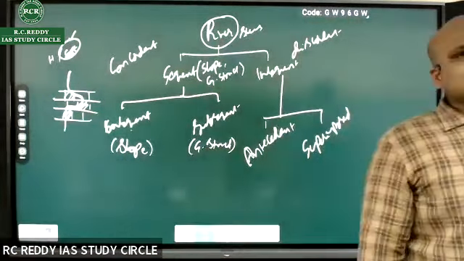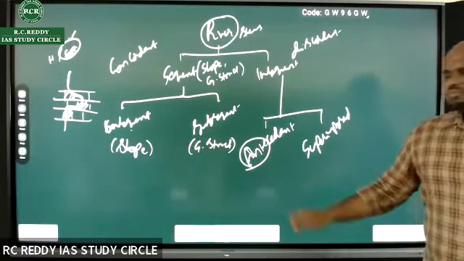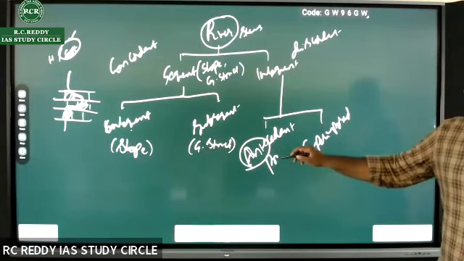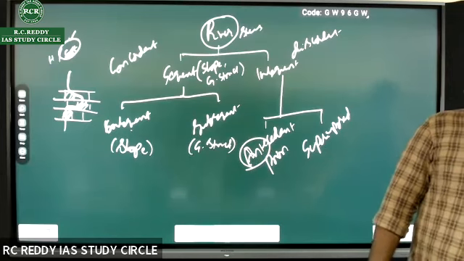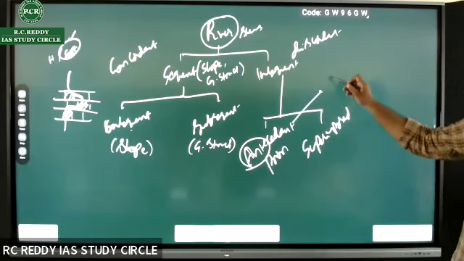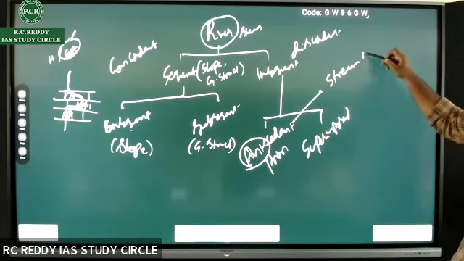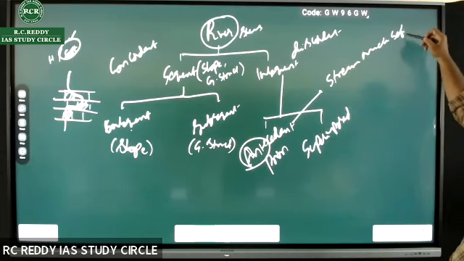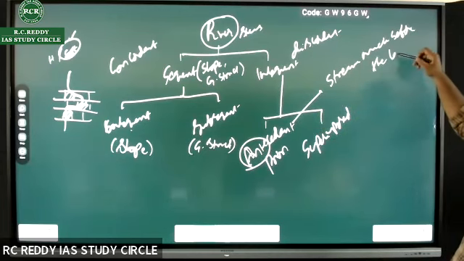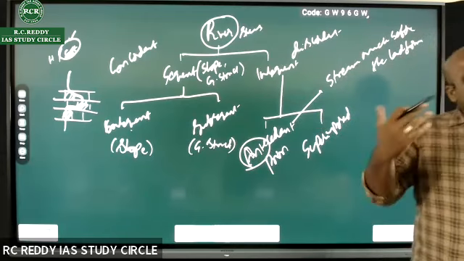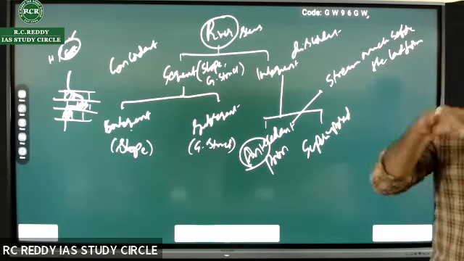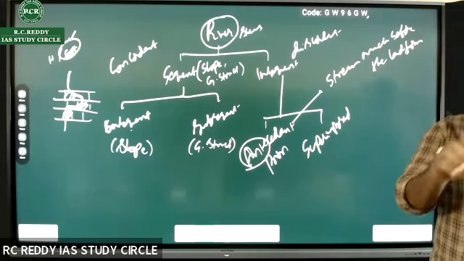And when I look at antecedent stream, anti means prior to. What you need to understand in the context of an antecedent stream is that the stream would have originated much before the landform. The stream would have been existing in a particular region much before the landform. That basic dimension is what is called an antecedent stream.